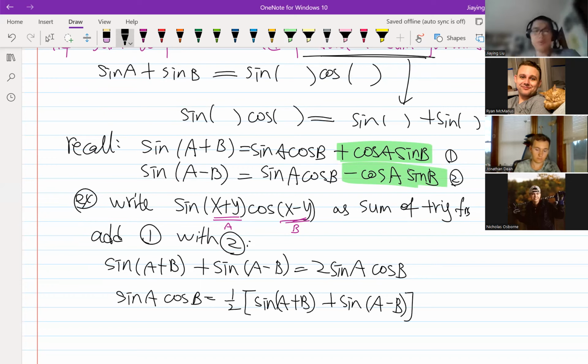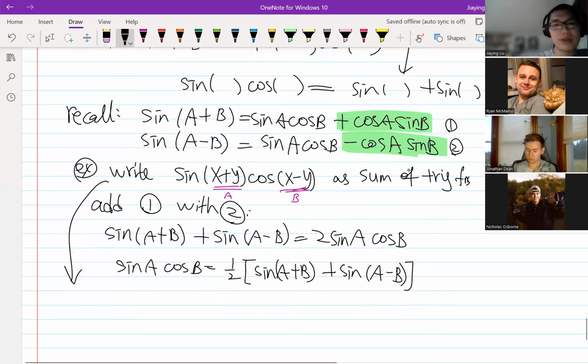So this is what they call the product to sum formula. But again, I just want to show you how we get it. You really don't need to memorize the formula. If you have sine times cosine, just think about, okay, I need the sine A plus B, sine A minus B formula, add them together to get the sine A cosine B part. And with this set, now we can actually rewrite the given problem using this new formula.